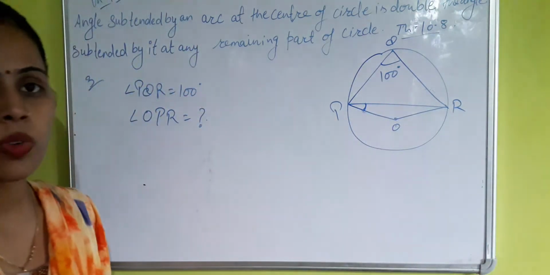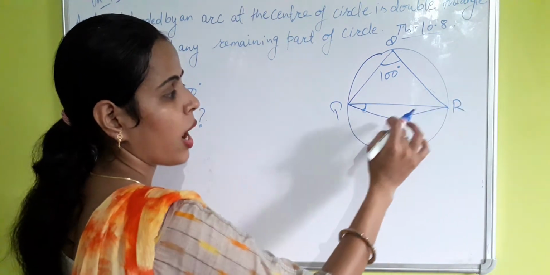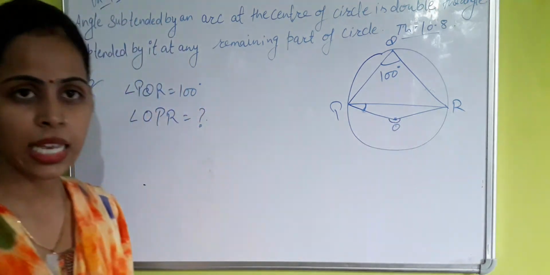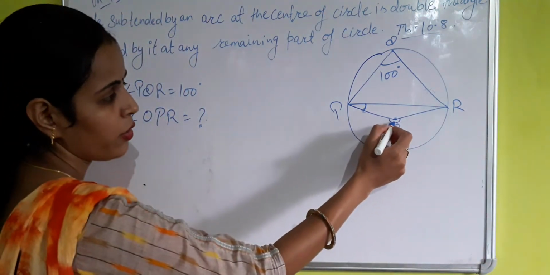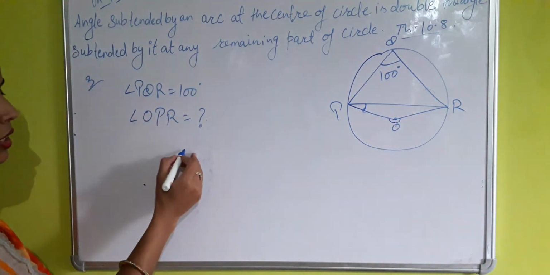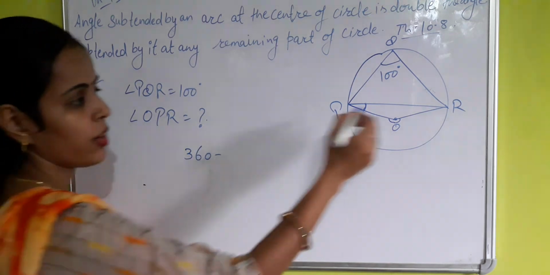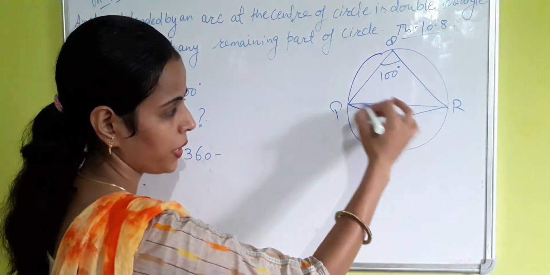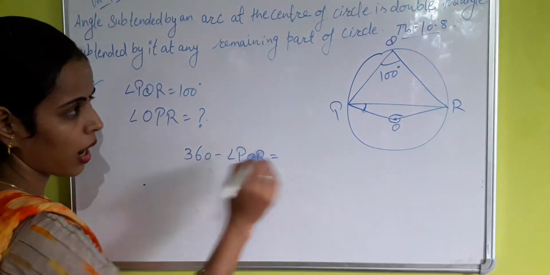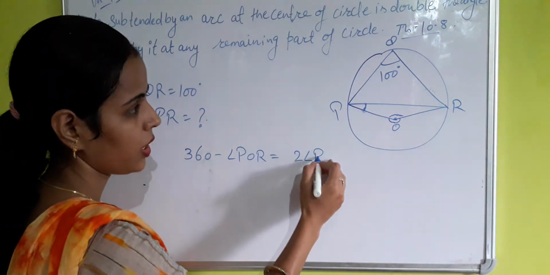If angle PQR is 100 degrees, then we know that angle POR is a reflex angle. So its value, by theorem 10.8, case number 3, is 360 minus the value of angle POR, where angle POR is double of angle PQR.